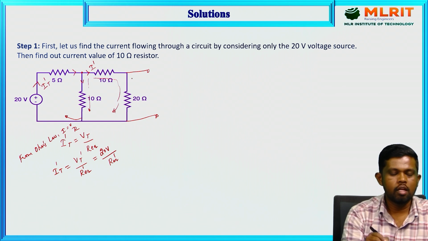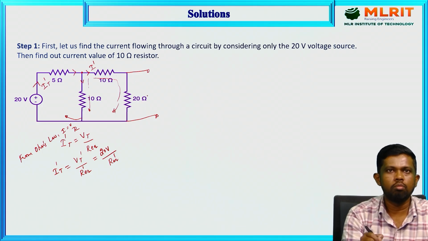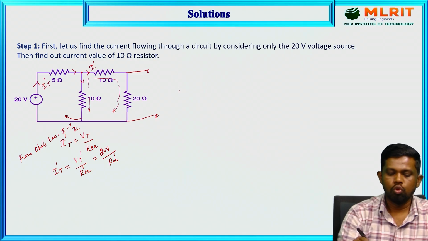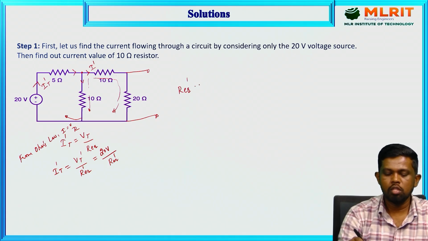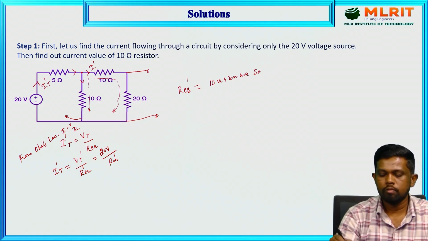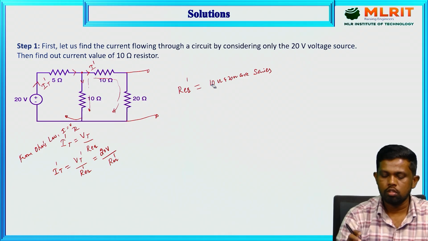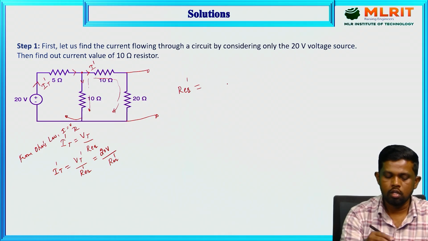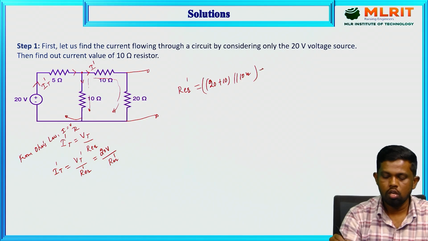So in this entire analysis, this 10 ohm and this 20 ohm are in series, and the combination is parallel to this 10 ohm resistor. So R equivalent dash of the circuit: the 10 ohms and 20 ohms are in series, so we can directly write the value as 20 plus 10, which is parallel to the 10 ohm resistor and in series with the 5 ohm resistor.